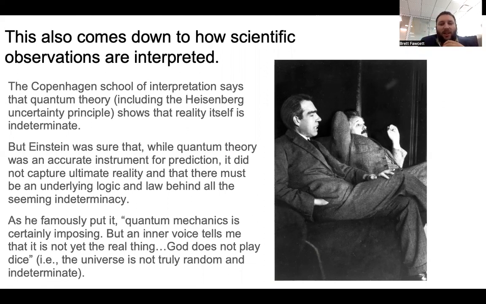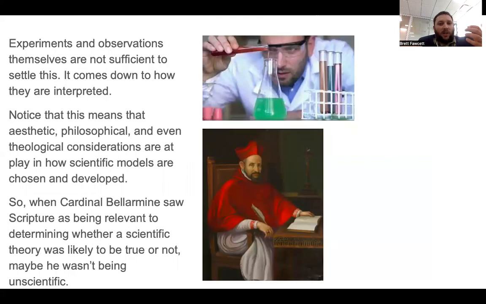As he famously put it, this is a very interesting quote from Einstein: "Quantum mechanics is certainly imposing, but an inner voice tells me that it is not yet the real thing. God does not play dice." Right? The universe is not random like a dice roll, and indeterminate. But see, neither the Copenhagen School, Niels Bohr and Heisenberg, nor Einstein were relying strictly on the physical data. It's about how you interpret it, right? And you can see that means there are philosophical considerations that go into this, and even theological considerations, right?